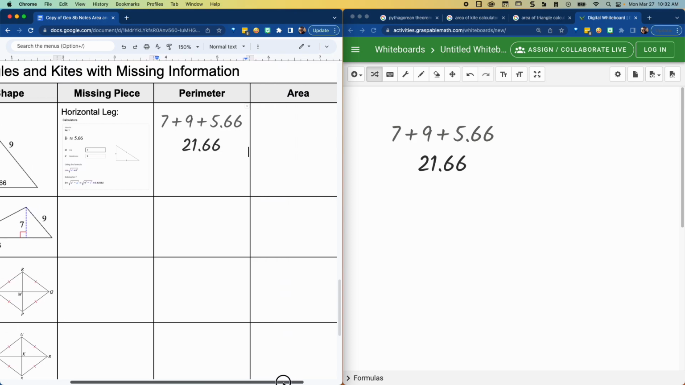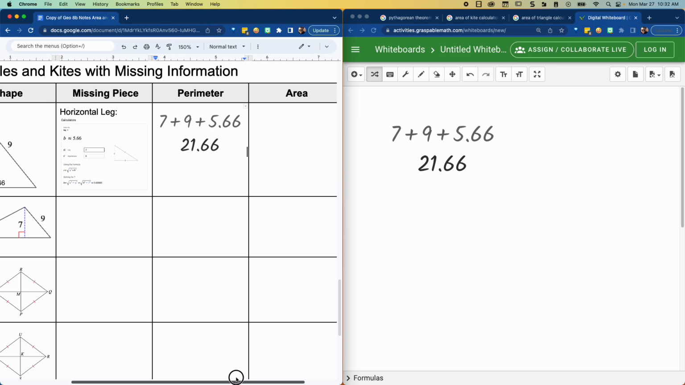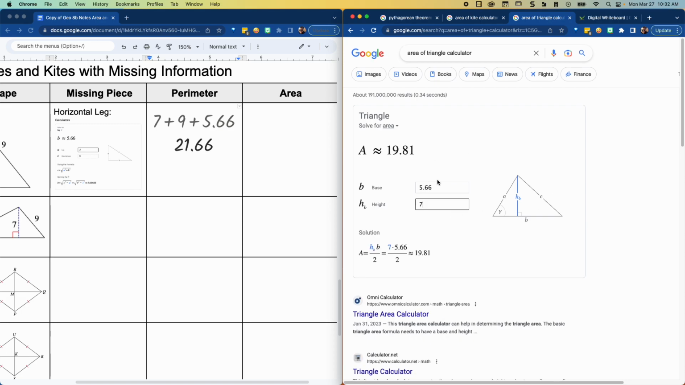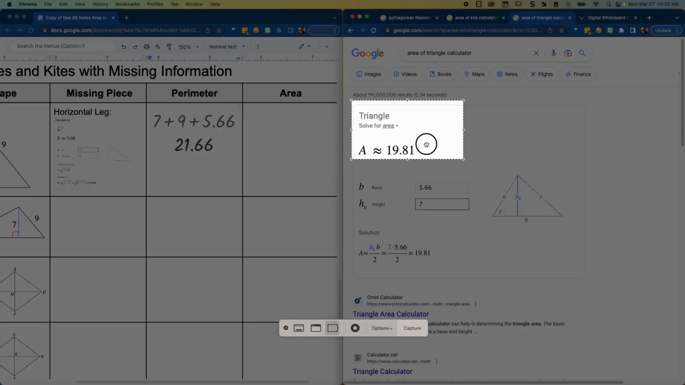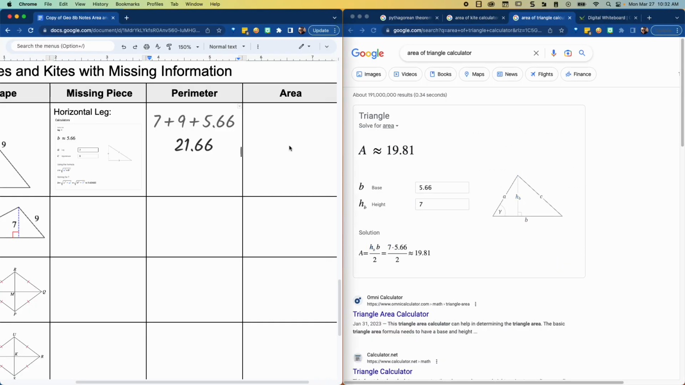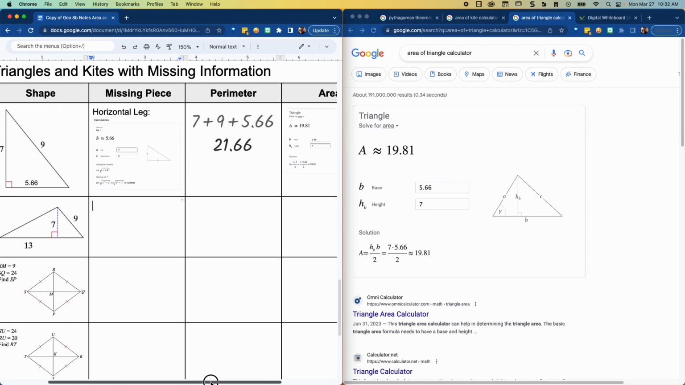And now for the area. The area is going to be these two legs multiplied by each other. It's asking me for the height times the base. In this case, the base is 5.66 and the height is 7. It says the area is about 19.81. So when you're using tools, it can go quickly, but you have to know what to type in for your tools, and that's kind of the key move with all of these.